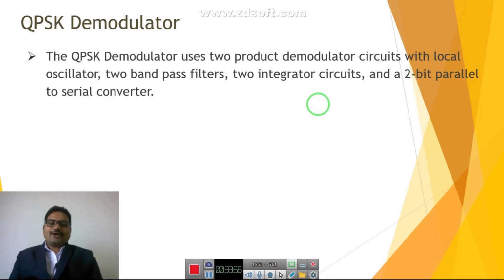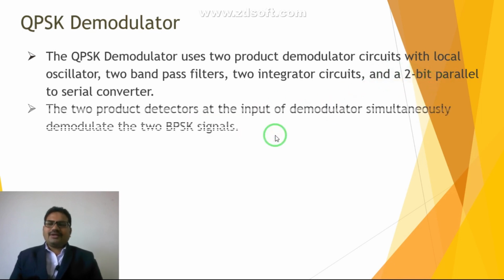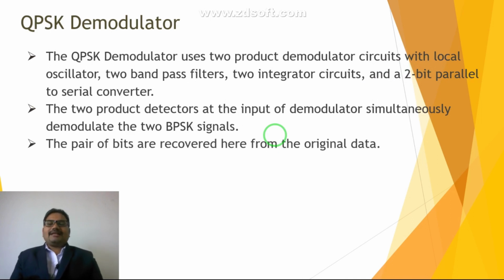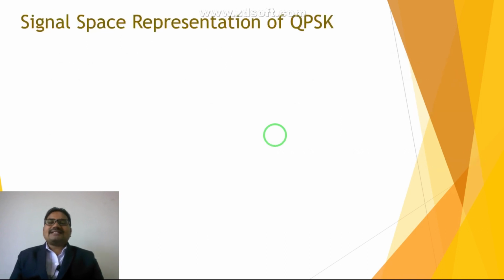So the QPSK demodulator uses what, two product demodulator circuits with local oscillator, 2 band pass filters, 2 integrator circuits, and a 2-bit parallel to serial converter. The two product detectors at the input of the demodulator simultaneously demodulate the two BPSK signals, and the pair of bits is recovered from the original data, and these signals after processing are passed to the what, parallel to serial converter.